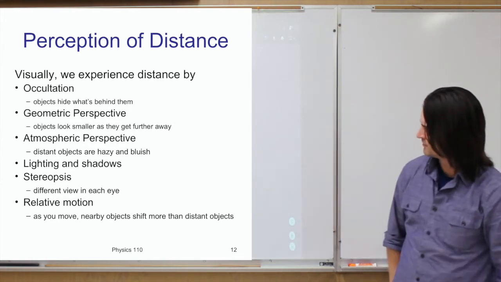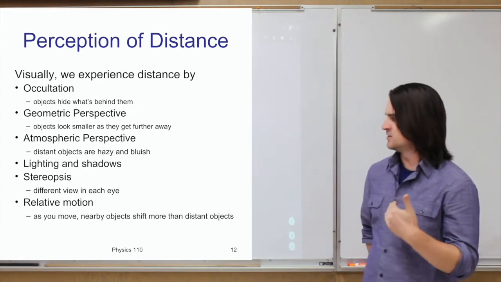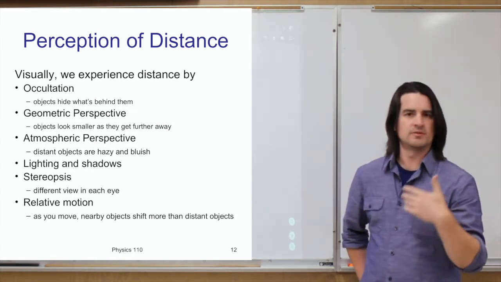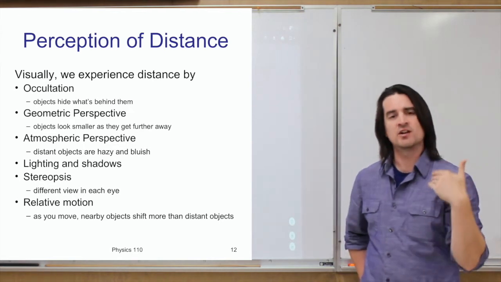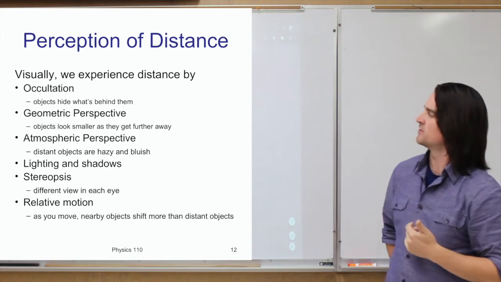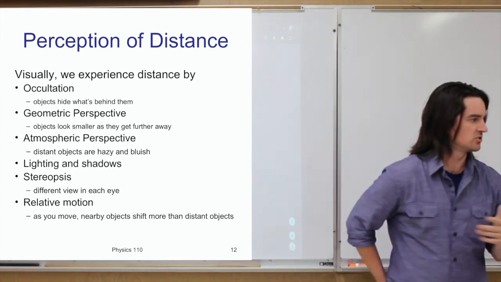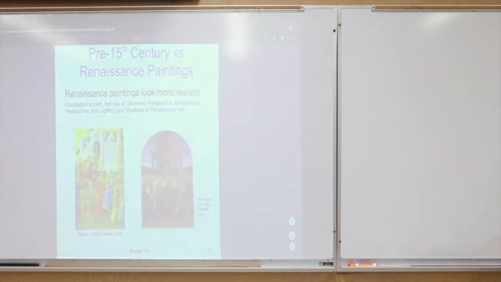So all these different things influence how we perceive distance, and the fact that we perceive anything by sight at all has to do with how light comes to us. So these all have to do with our perception due to light. So let's look at maybe a couple of these a little closer.